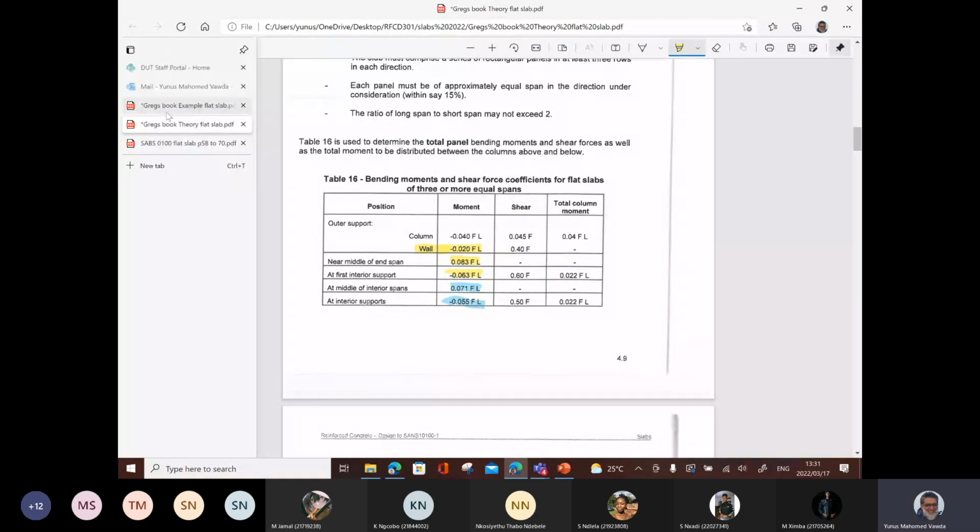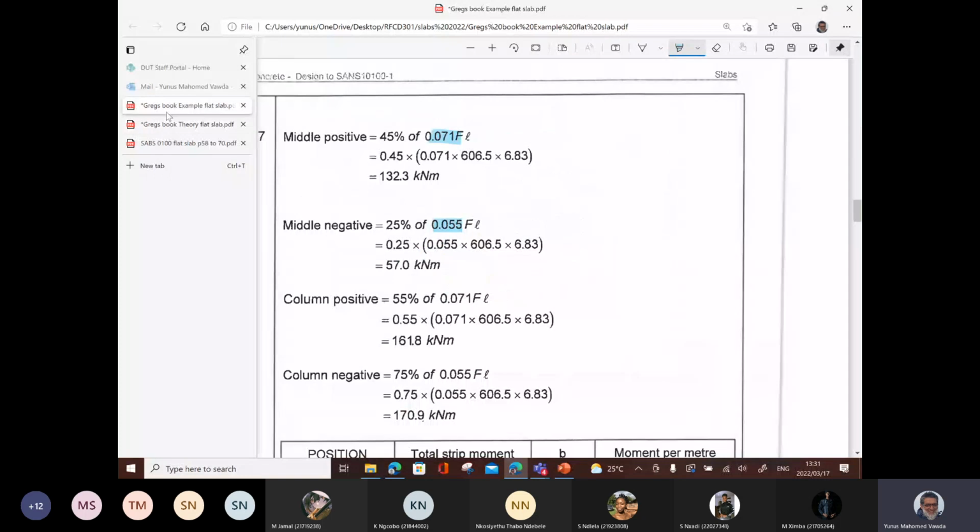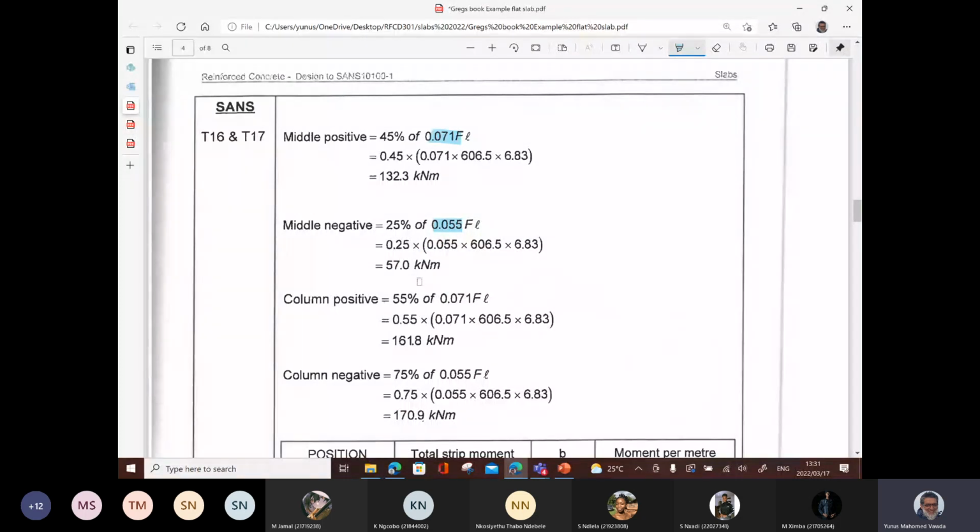So going back, that's why I highlighted that in blue, because all of this is coming from the table, the 2 rows at the bottom, interior spans. So just to remind you, it's because it's an interior span.